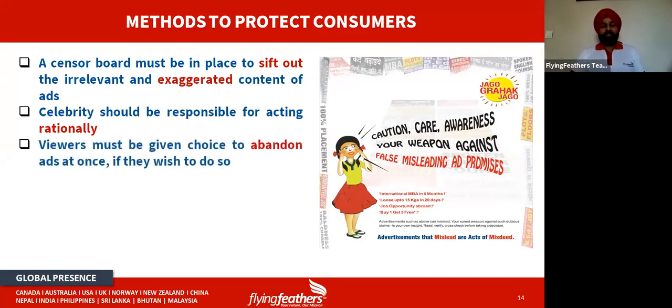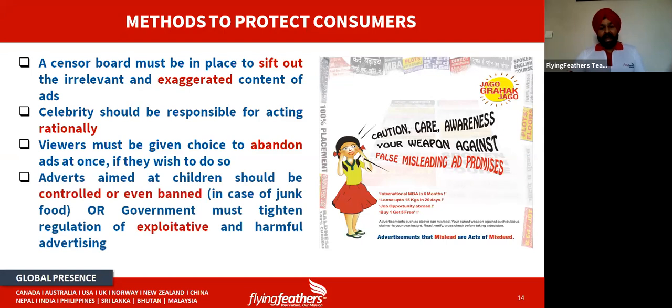Viewers must be given a choice to abandon ads at once if they wish to do so. A choice should be given to viewers, the people watching, with which they can stop those advertisements at that very time if they feel that these are not good for their children or for the whole of society.